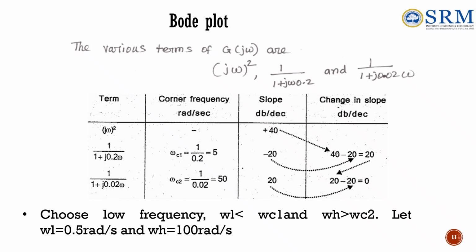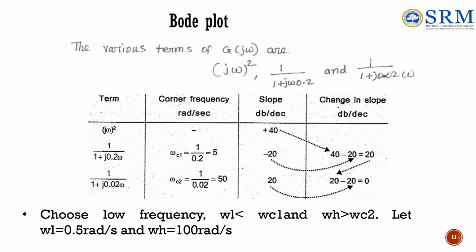Next we are going to see each corner frequency against each term. For (jω)², there is no corner frequency, and the slope for (jω)² is +40. The term is in the numerator and it is the square of jω, so our slope will be +40.